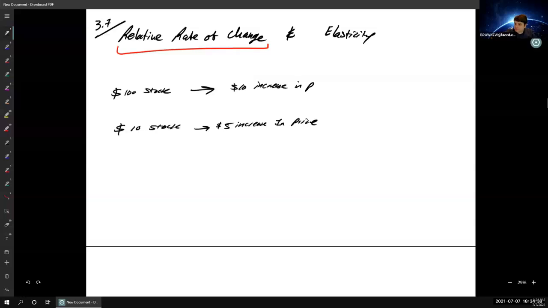Well, what would happen here is, let's say I had some money in this $100 stock, a $10 increase, that would be a 10% increase in whatever value of the stock I have. Whereas this $5 increase, since that's half of what the current value is, that would be a 50% increase in value.